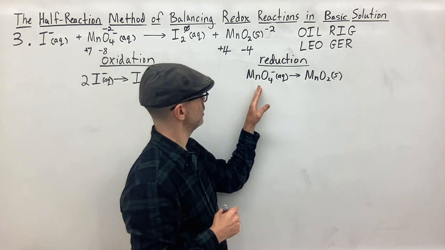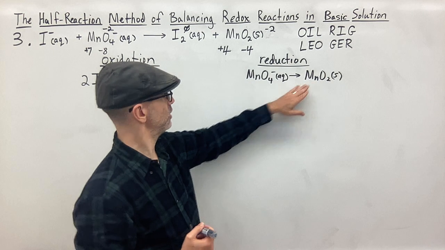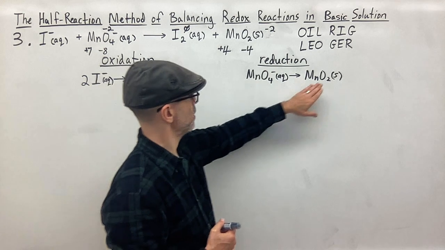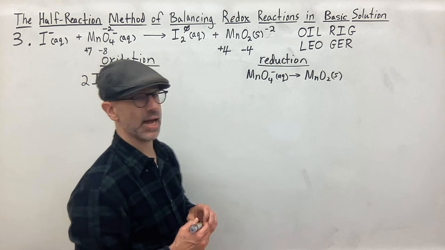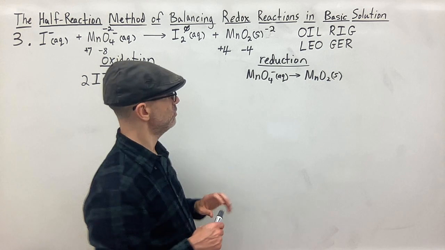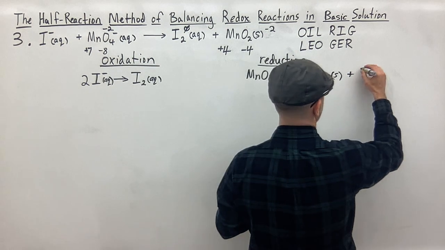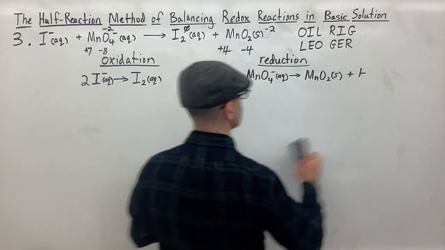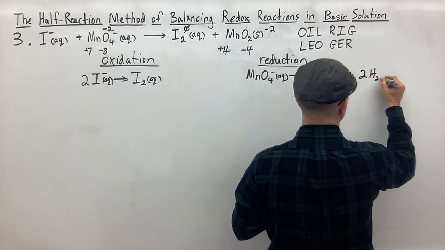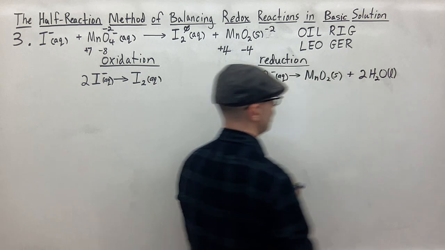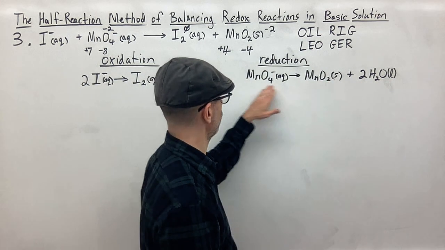Let's go over here. Now over here, we have 1 manganese, 1 manganese. Good. Here we have 4 oxygen. Here we have 2 oxygen. So what we're going to do is balance the oxygen by adding water. So we add 2 waters over here. Oops, forgot my 2. So 2 H2O liquid on this side. So now I have 2 oxygens, that's 4 and 4.